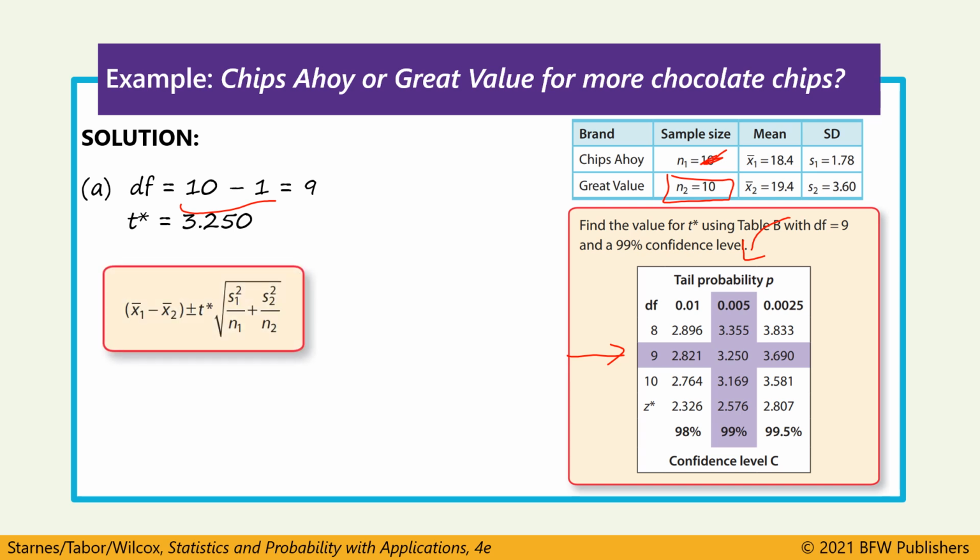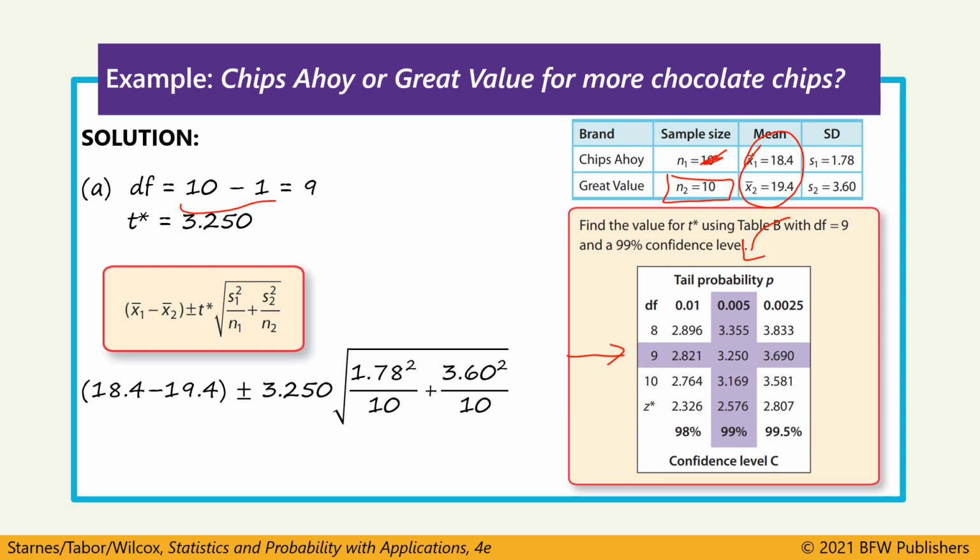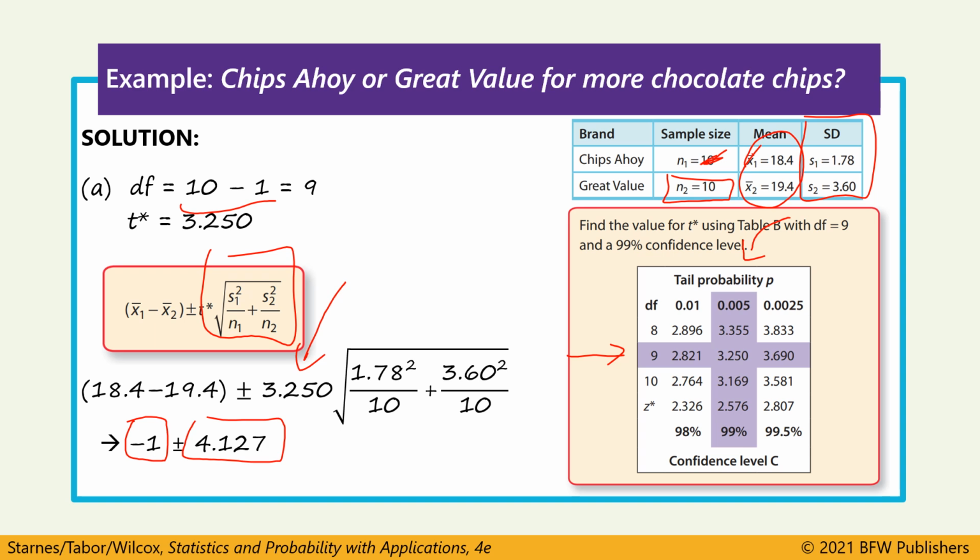Now we'll go ahead and plug everything into our equation. So we have our point estimate, x bar 1 minus x bar 2, add and subtract that critical t-score times that standard error, s squared over n for each of those samples. We get a difference, a point estimate of -1, and a margin of error of 4.127, and that gives us an interval from -5.127 to +3.127.